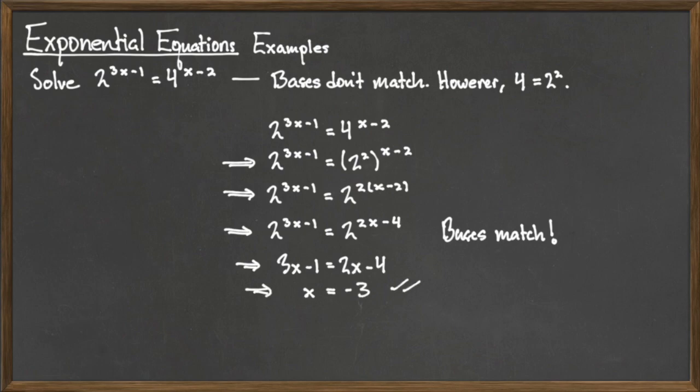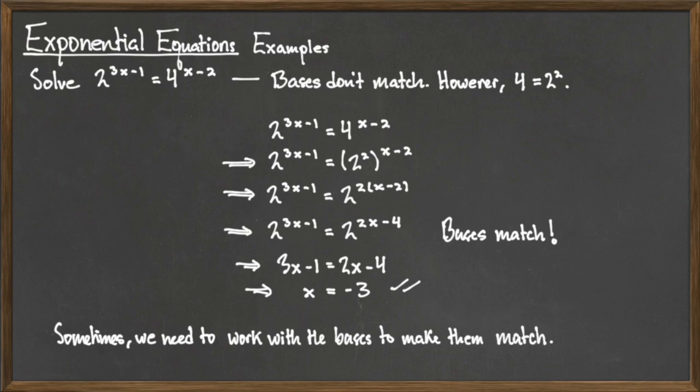Right now my bases finally match, so I can drop the bases and equate the exponents. I get the linear equation 3x minus 1 equals 2x minus 4, which will have a solution of x equals negative 3. Ultimately, the strategy that we're showing is the following: we sometimes need to work with the bases to make them match one another.